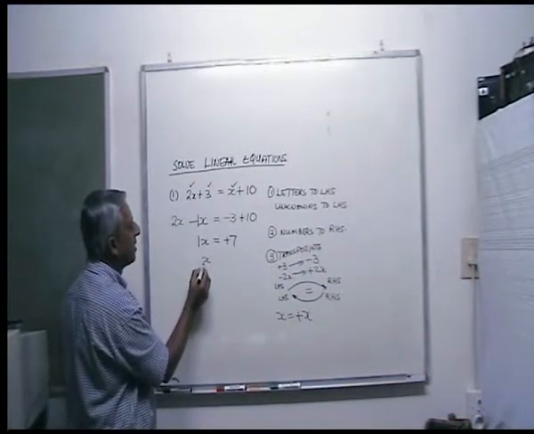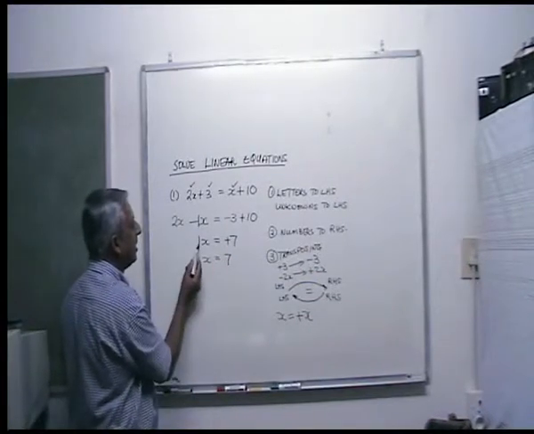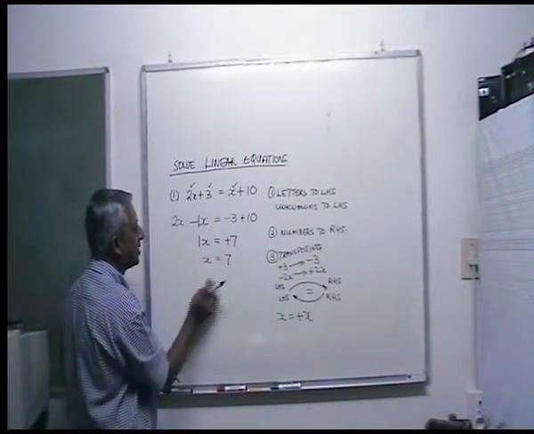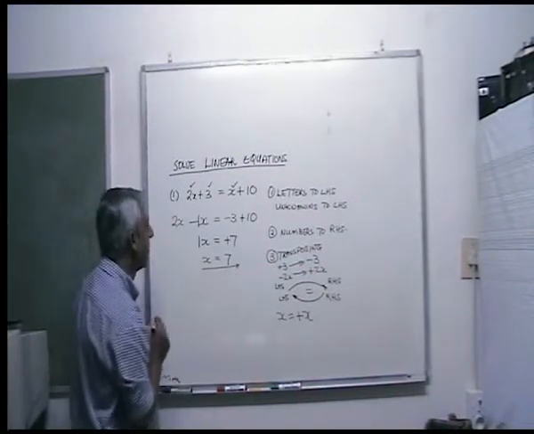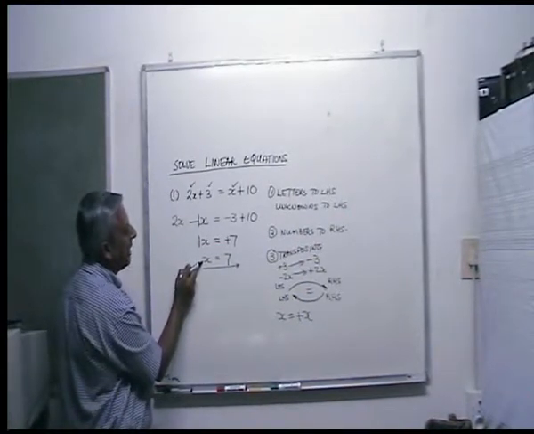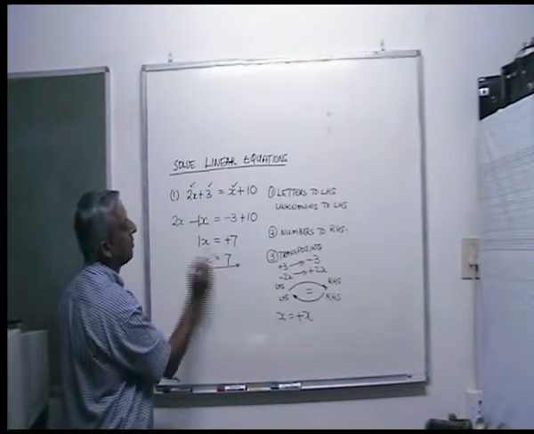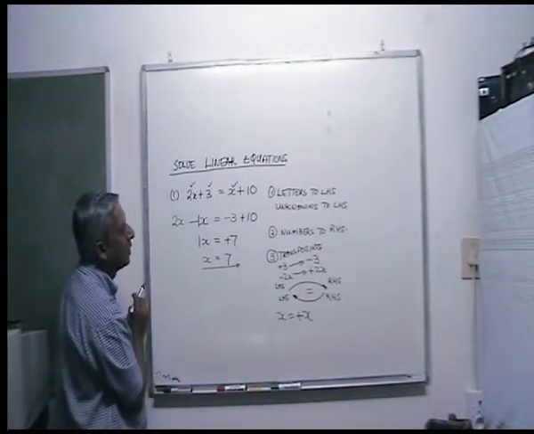Now this 1x can be written like this. X is equal to 7. You can leave out that 1, you can leave out that plus because those are understood, and we have solved the equation. So an equation is solved when you end up with x is equal to some number. So that is how we solve an equation.